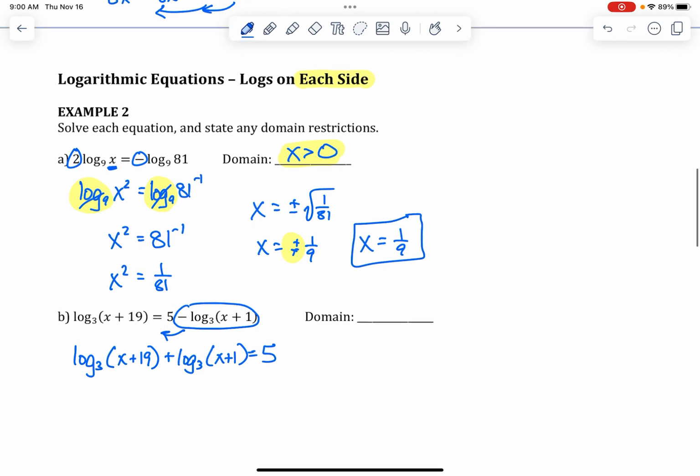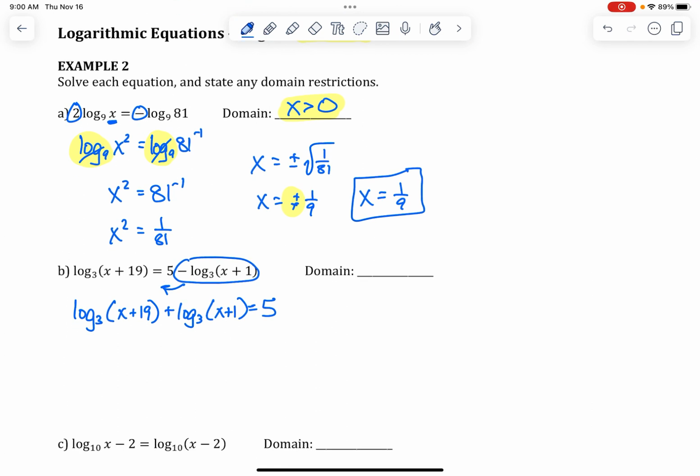Well, you can combine these two logs into one log, right? When you add logs, you can multiply the pieces inside. Now, before I do that, I might want to look at the domain, okay? And so in this case, x plus 19 has to be greater than 0, and x plus 1 has to be greater than 0. So x has to be greater than negative 19, and x has to be greater than negative 1.